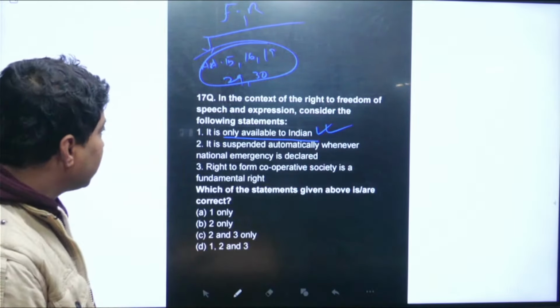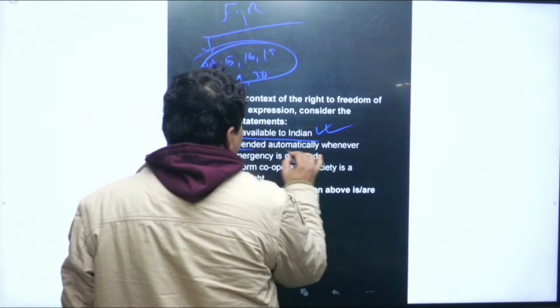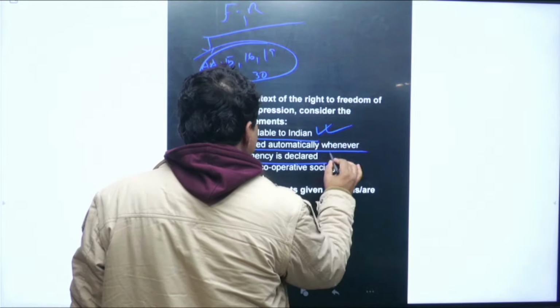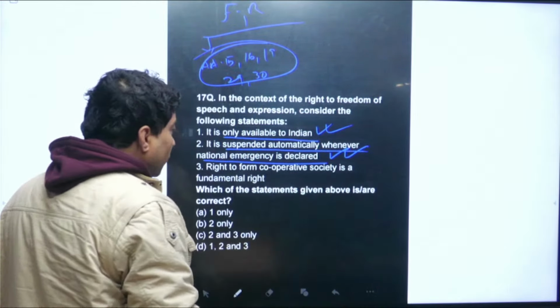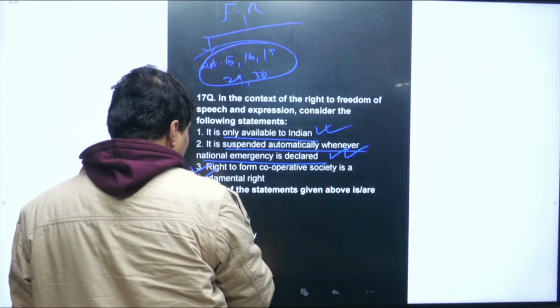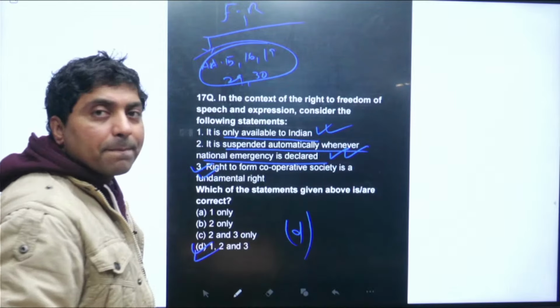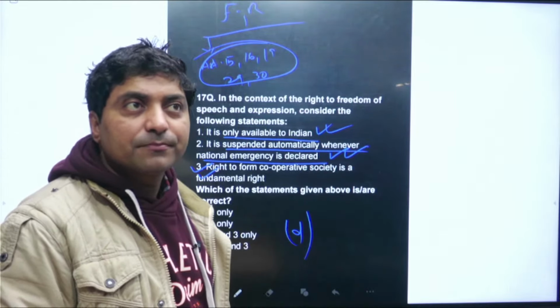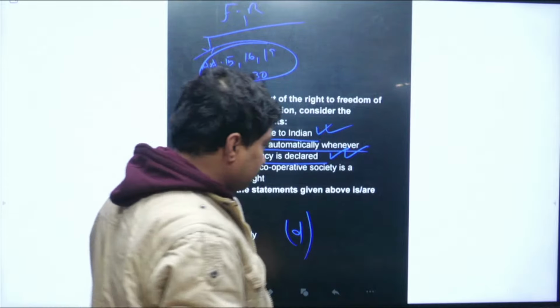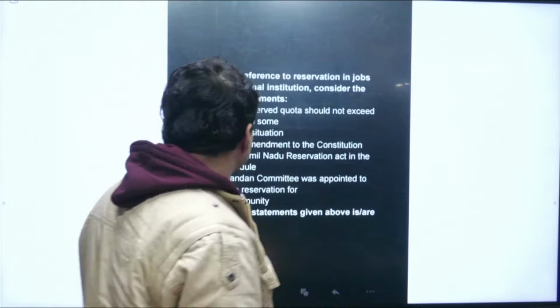It is suspended automatically whenever national emergency is declared. Yeah, it is suspended automatically whenever national emergency is declared. Right to form cooperative society is a fundamental right. Yes, this is also correct. 1, 2, 3, all are correct. D would be the correct answer. Look at the next question.